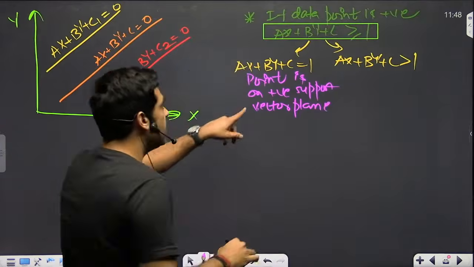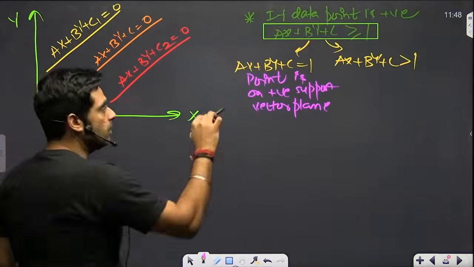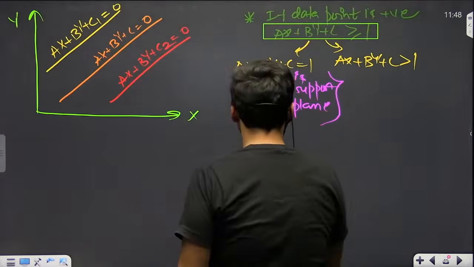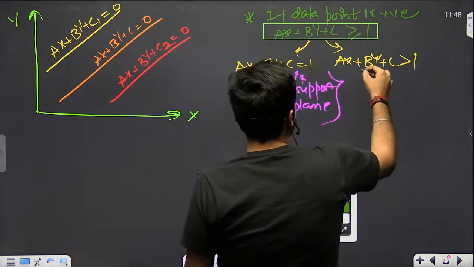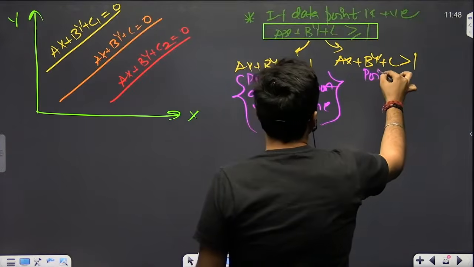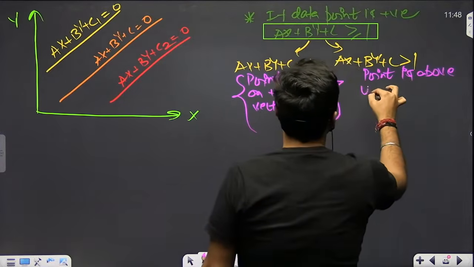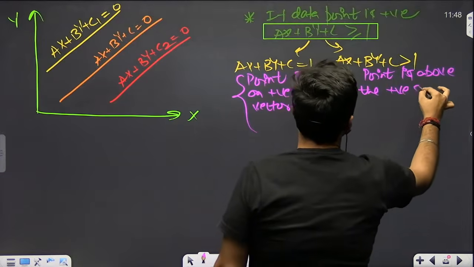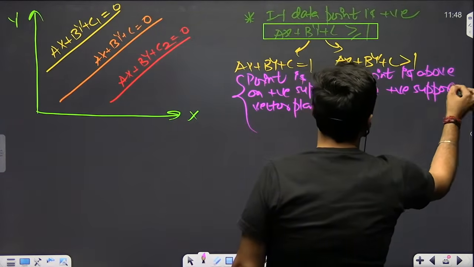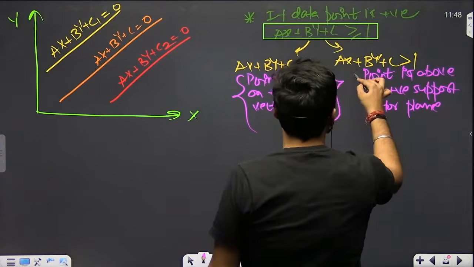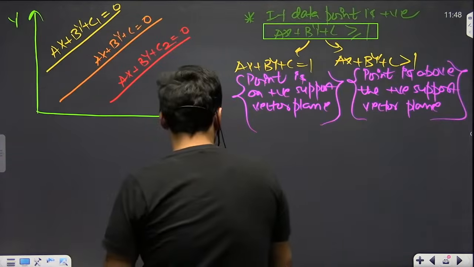This understanding you should have. I hope you are able to visualize this. The point would be on the positive support vector plane, and if ax plus by plus c is greater than 1, the point is above the positive support vector plane.